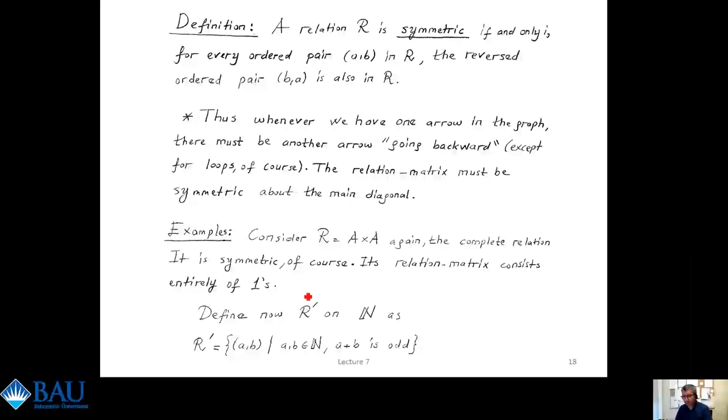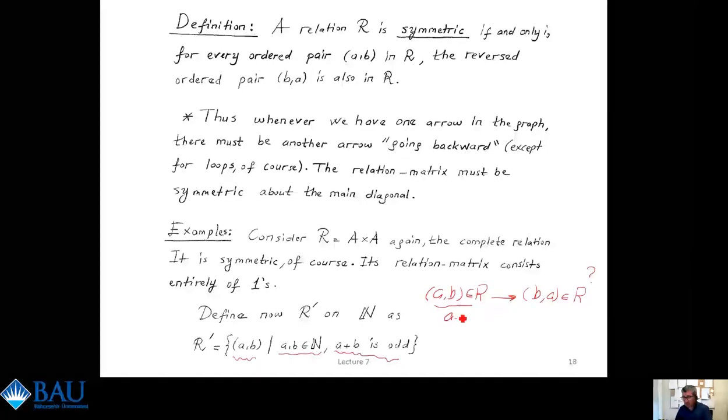Like this one. This is a relation on a set A. A and B are related if A and B are natural numbers such that the summation is odd. Is that symmetric? We write that if we have an AB in the relation, then we need to check BA. A and B are different. So since AB is in the relation, it means A plus B is an odd number.